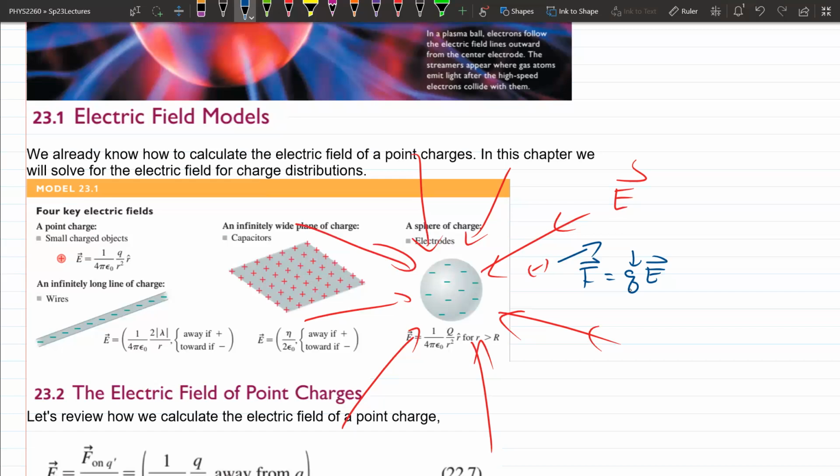Okay, and it's the same while this electric field is all around this globe. How do I show that?